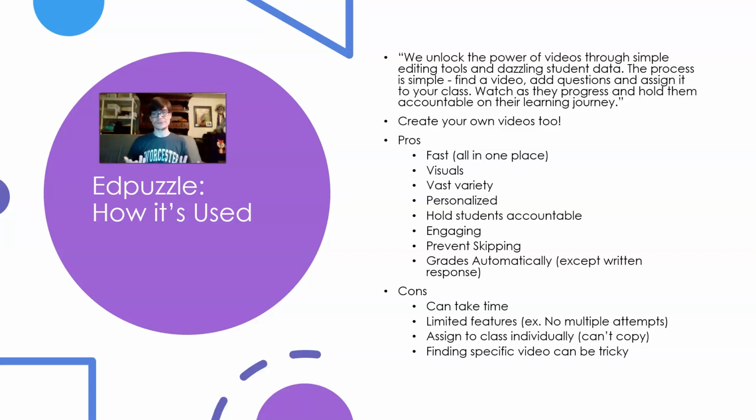Also, there's limited features. So one example that I've noticed is you can't assign multiple attempts, at least as of the time that I'm making this video. Again, new features are added all the time. But that's one thing that I wish I had, that if a student didn't get a good score on it, then they can take it again. Now, that can be done, but you as the teacher have to unsubmit it, so then they can do another attempt. There's no way of doing it automatically. So there's some limitations to the features.